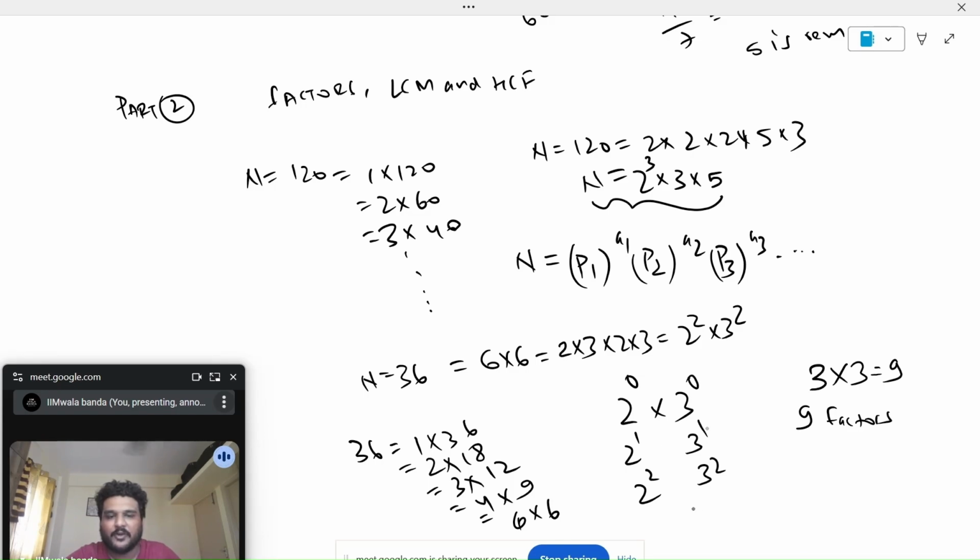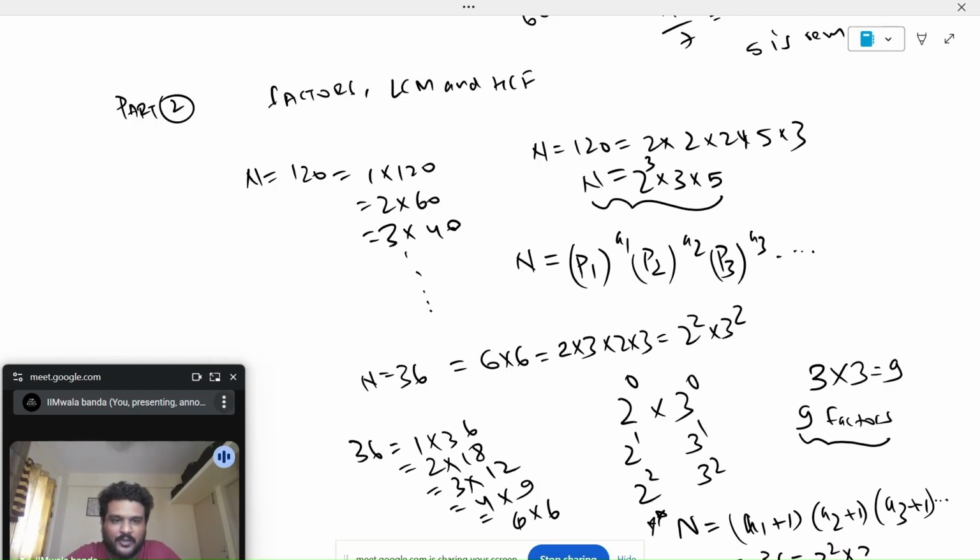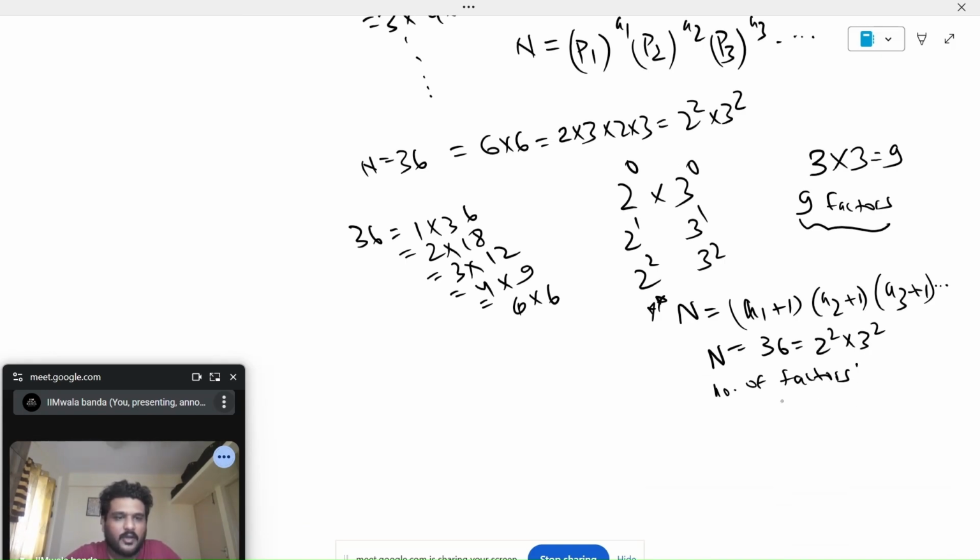So the number of factors formula is A1 plus 1 into A2 plus 1 into A3 plus 1 and so on. This you can note down. This we should always remember. And let's understand what the logic is. Why is it coming 9 factors? Because here, for n equals 36, which can be written as 2 square into 3 square, the number of factors will be 2 plus 1 into 2 plus 1, or 3 into 3, 9.